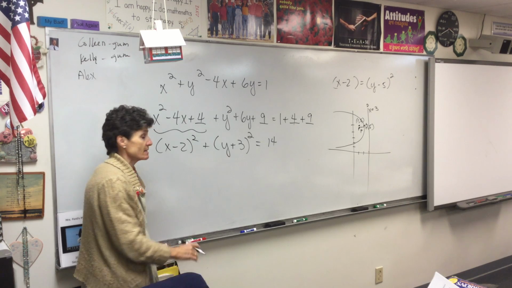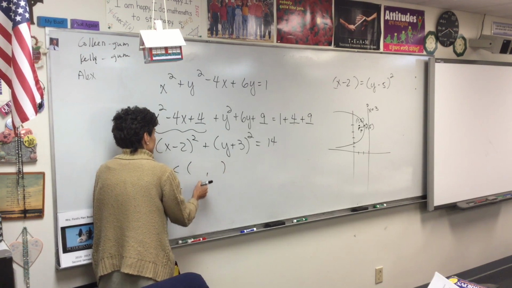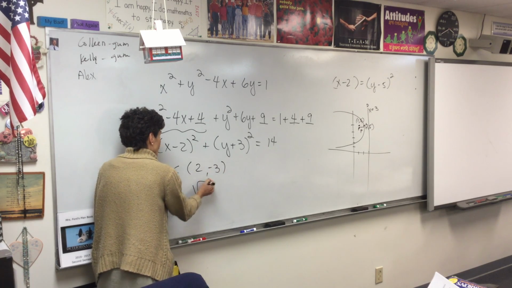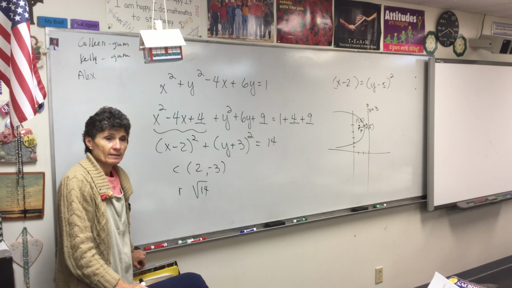So nothing fancy here, we just want the center and the radius. What's our center? 2, negative 3. What's our radius? Root 14, done. Tony, you gonna get that one right, you think? Got that?